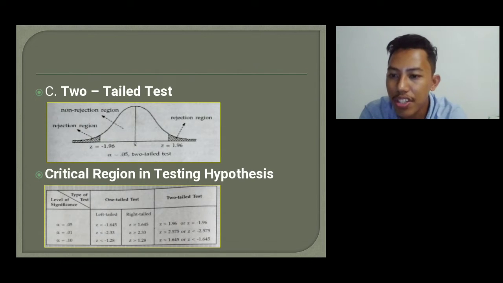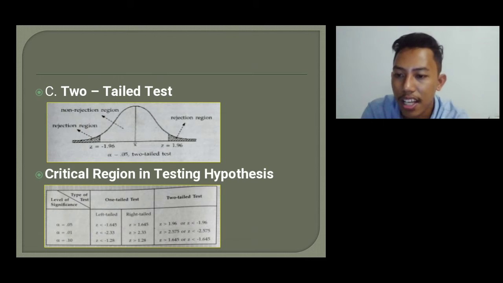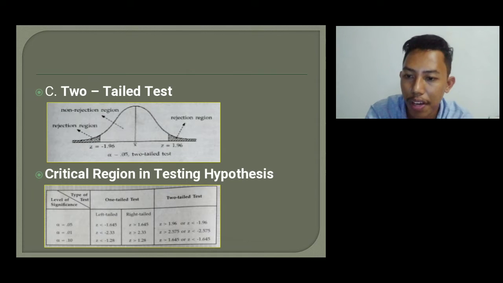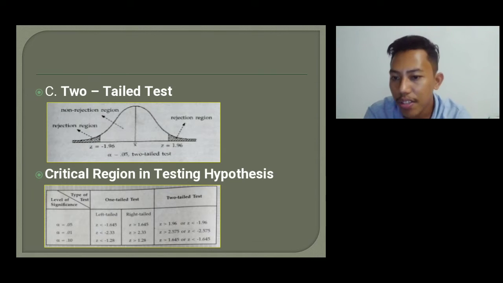So, critical region in testing hypothesis. Level of significance and type of test. At 0.05, for a left-tailed test, Z is less than negative 1.645, and for a right-tailed test, Z is greater than 1.645, and so on.